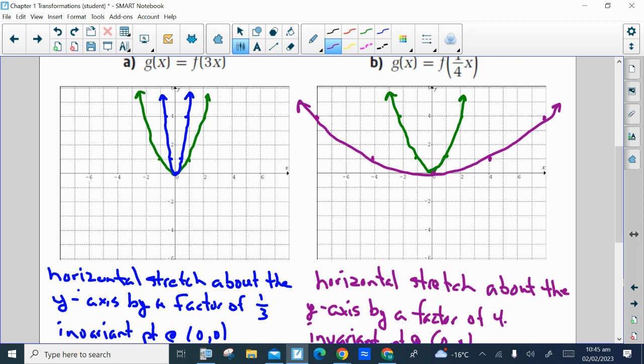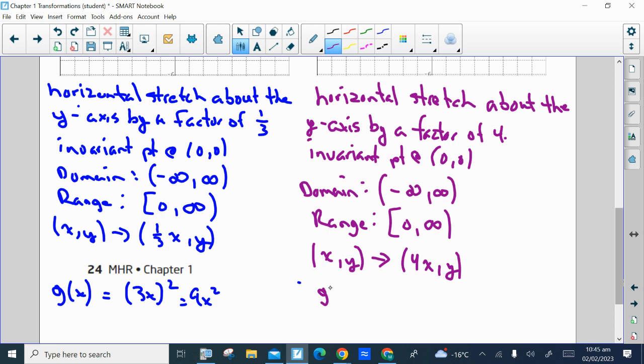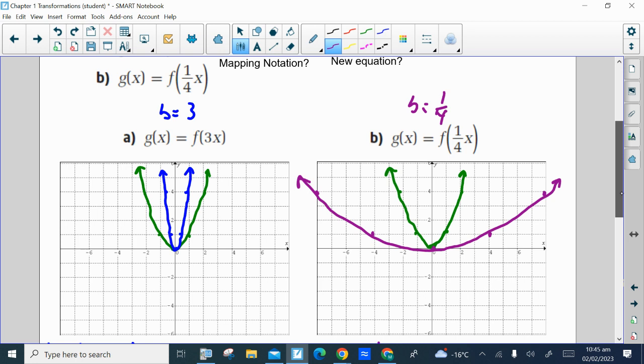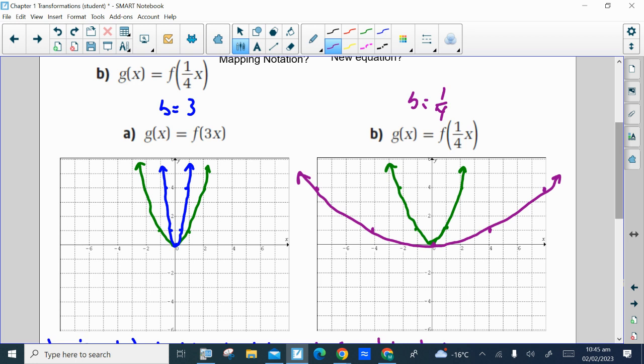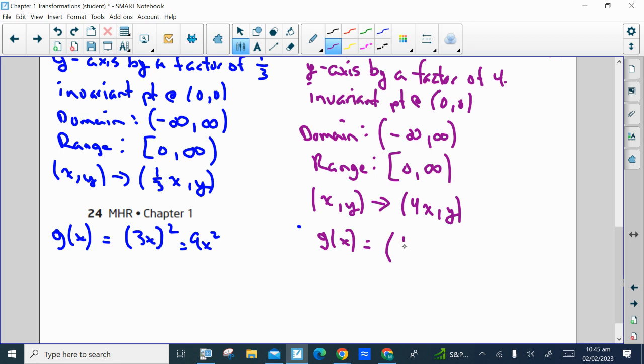Okay. There's our new graph. And for our equation, again, we're going to replace x with 1/4 x. So notice when you're putting it in the equation, you're using the b value. You're not using the stretch factor because those two are different numbers. The stretch factor is the reciprocal of b. But when you use the equation, it is the b value of 1/4. And again, whatever happens to the x happens to the bx. In this case, it's squared. So this would be 1/16 x squared.